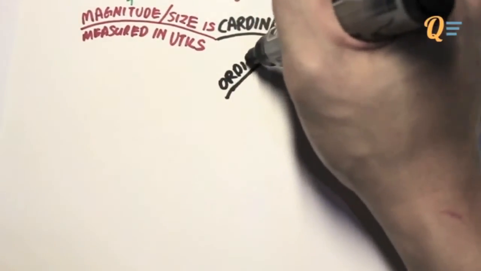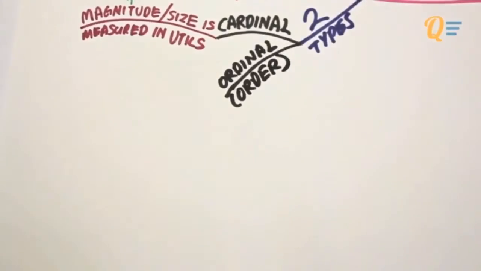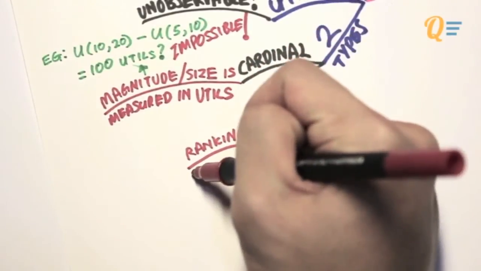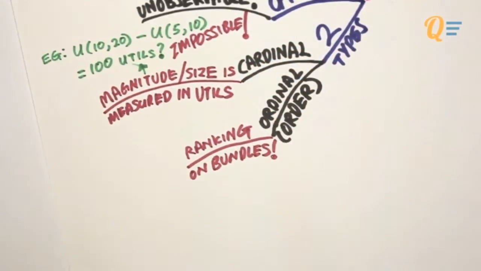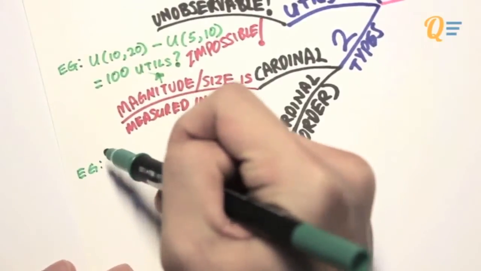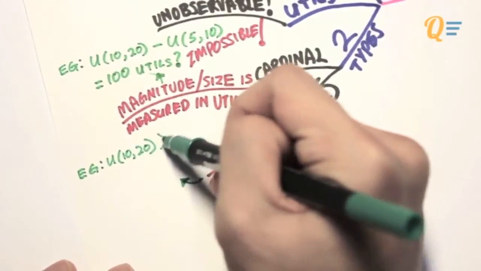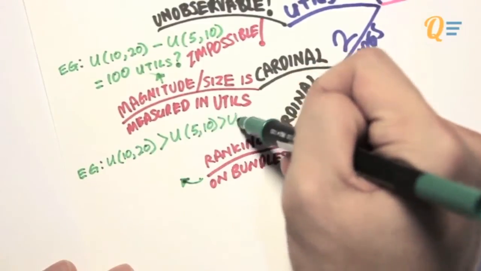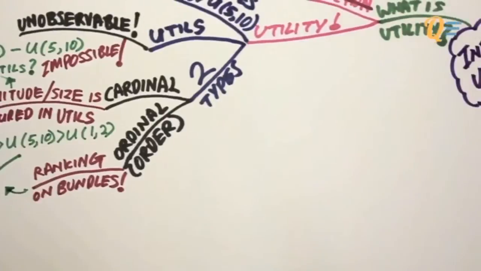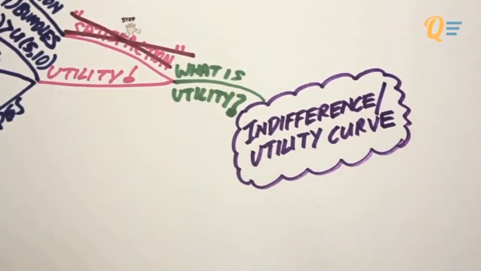And this is the reason why we use ordinal utility for economic analysis. Ordinal comes from the word order. So what ordinal utility does is that it ranks the different bundles of X and Y. So it doesn't matter how much more utility one consumer derives from a different bundle. Let me give you an example. What we care about is that the utility from 10, 20 is more than the utility from 5, 10 and is more than the utility of 1, 2. So this is an example of ordinal utility, which is what we are going to use for our analysis.